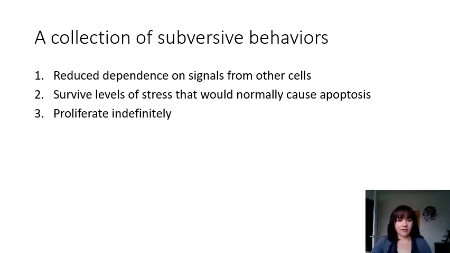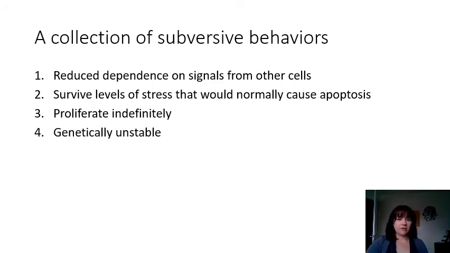Again, they're proliferating indefinitely. Cells that normally would stop dividing are not. They're also genetically unstable. So as I said before, if you get a mutation in something like a DNA repair gene or a checkpoint protein, this cell is more likely to acquire additional mutations.